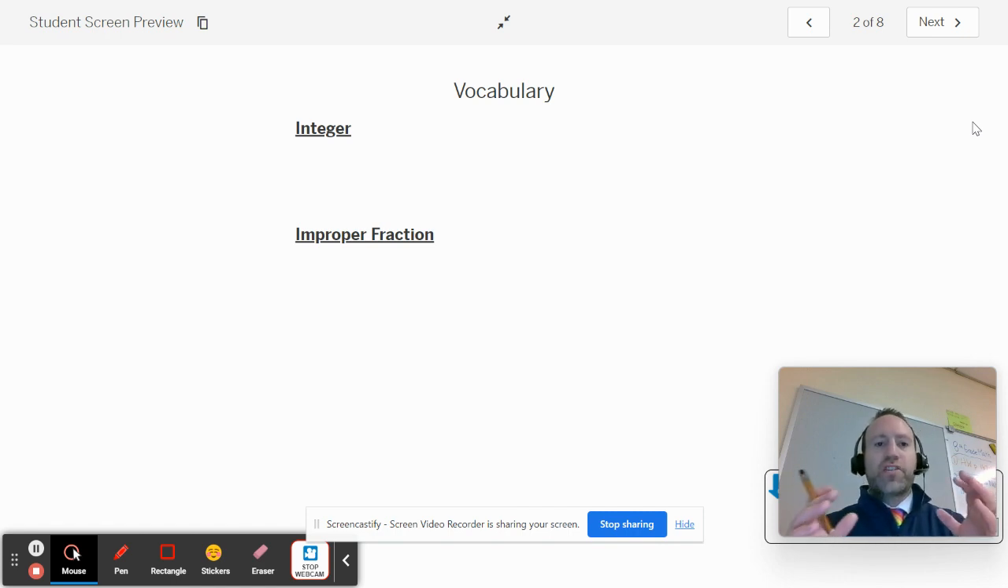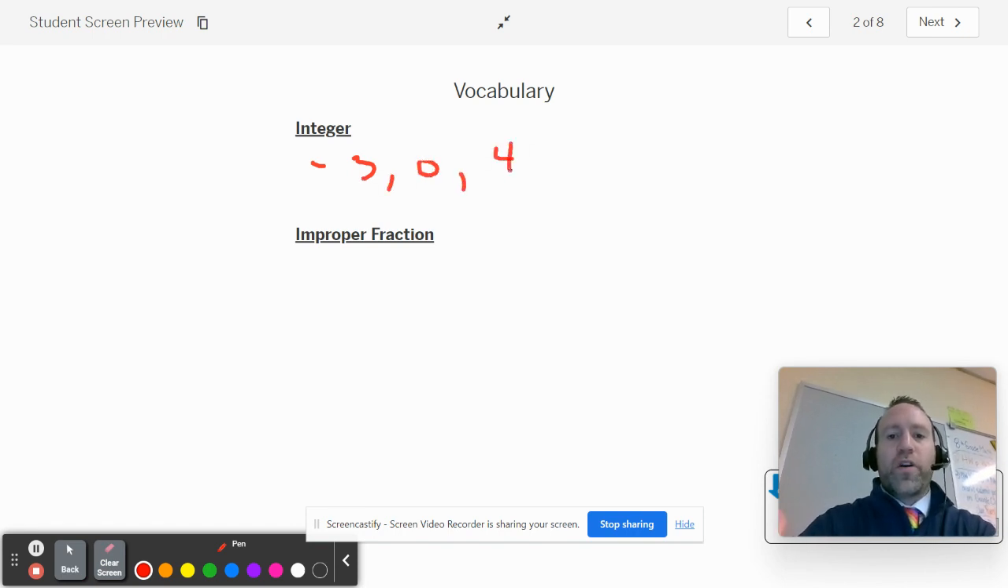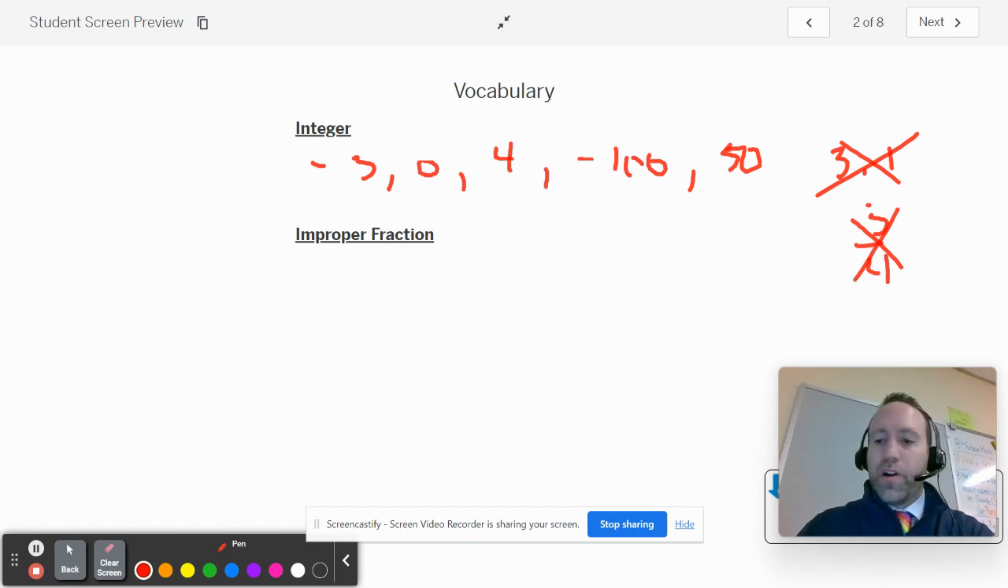An integer is just a whole number, negative, positive, or zero. So an integer could include -3. It could include 0. It could include 4. It could include -100. It could include 50. It does not include something like 3.1. That is not an integer. 3/4 is not an integer. So it's essentially a whole number, negative, positive, or 0.